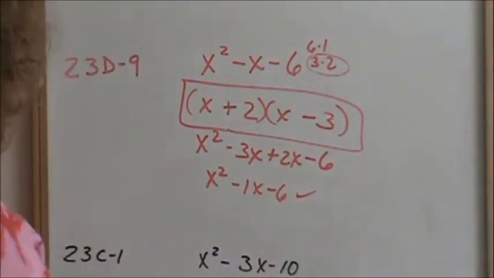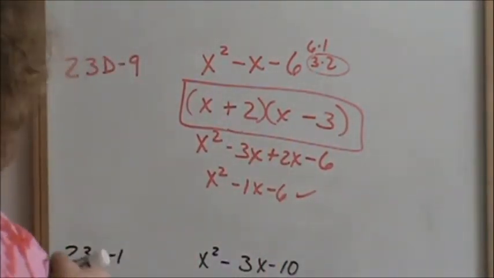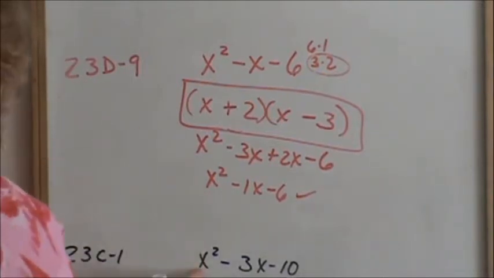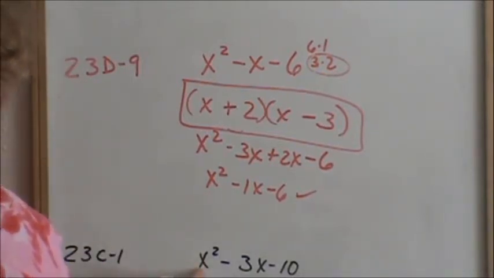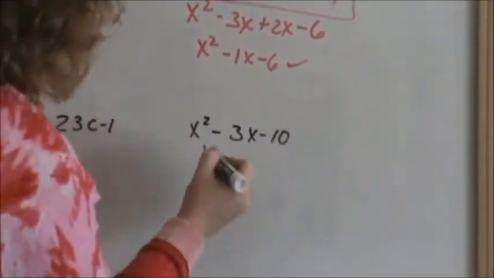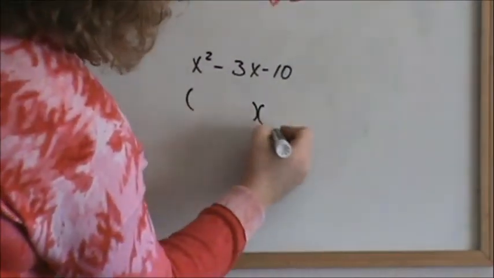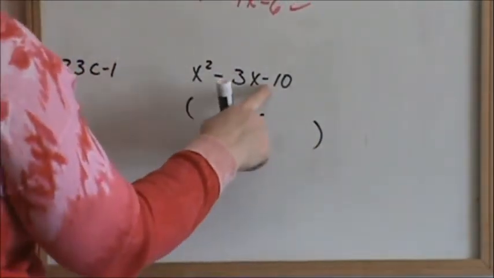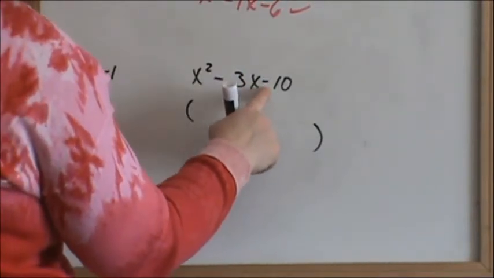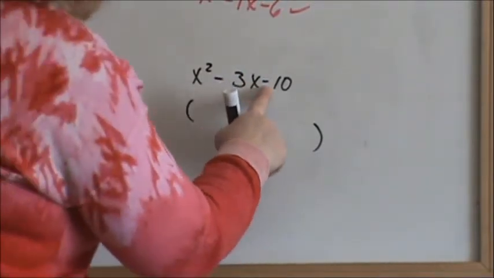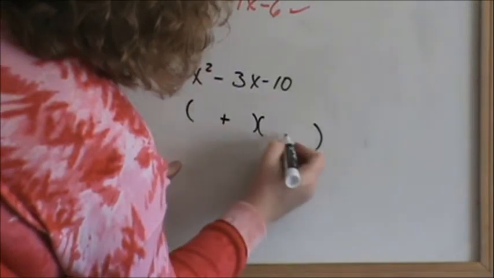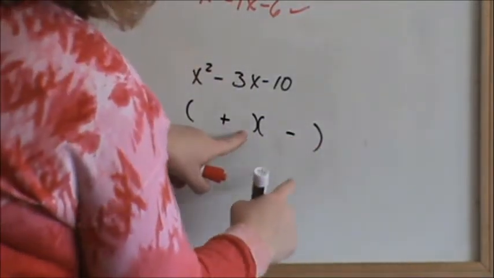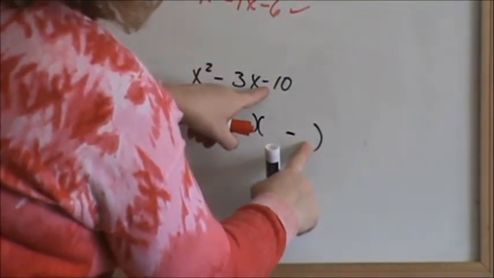Let's look at 23C1. First thing I want to do is, can I factor any numbers out? No, I can't. So I'm ready to go straight to 2 parentheses. I look at my signs, they're both negatives. When this last number is a negative, it tells me that my parentheses will always be a positive and a negative, because a positive times a negative is a negative.